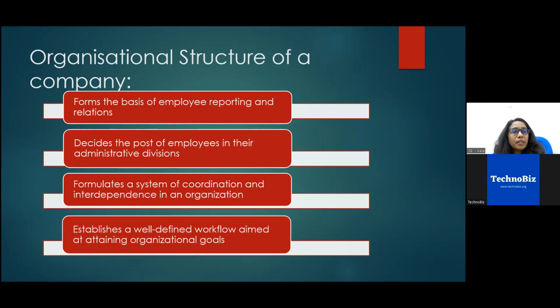Over here you can see, it forms the basis of employee reporting and relations. It is very important in an organizational structure. They decide the posts of employees in the administration, and formulate a system of coordination and interdependence in the organization. We must also make sure that a well-defined workflow is established.